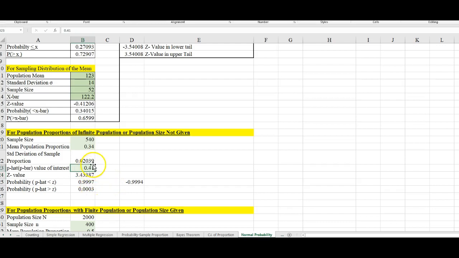If I were to then subtract the probability of being less than 0.27, which is 0.0003, that gives me a probability of that interval being 0.9994.